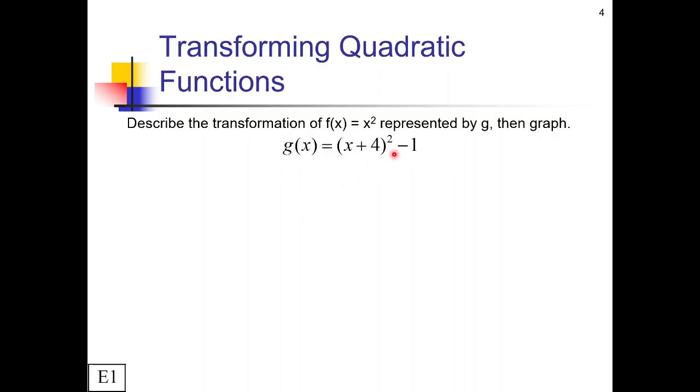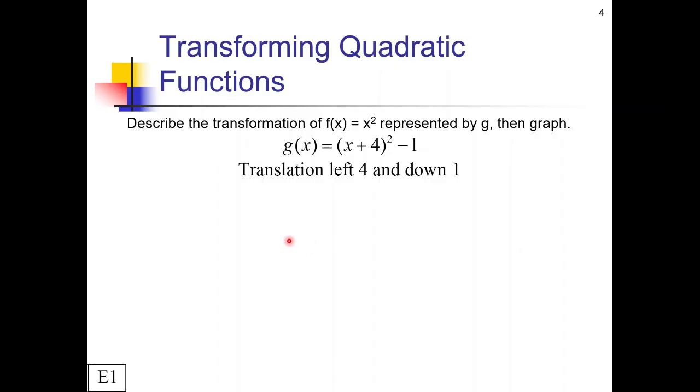So what are we doing here with this +4 inside and this -1 outside? Well, remember that inside changes are left, right, and behave oppositely, inversely of what they look like. So adding 4 to the x inside really means we're subtracting 4, so we're shifting everything to the left 4. This -1 outside is a vertical change, and it's exactly what it looks like. We're just shifting down by 1. So we have a translation left 4 and down 1.